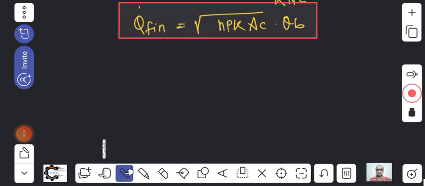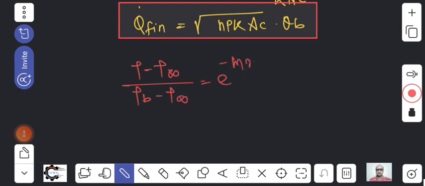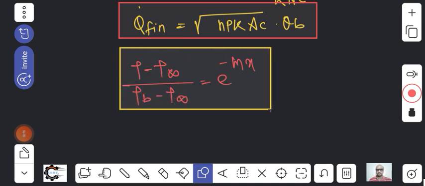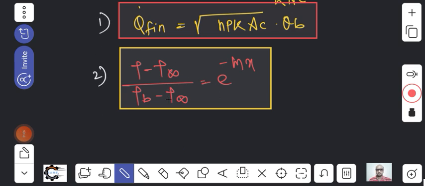This is my first objective, the temperature difference: T minus T infinity divided by T_b minus T infinity, the base temperature minus T infinity, which is equal to e raised to minus mx. And this is the second objective. I think you understood both. The first is the temperature variation, which is exponential, and the second is Q dot fin, the rate of heat transfer through the fin, which is equal to the square root of hP k A_c into theta_b. I think everything is clear.